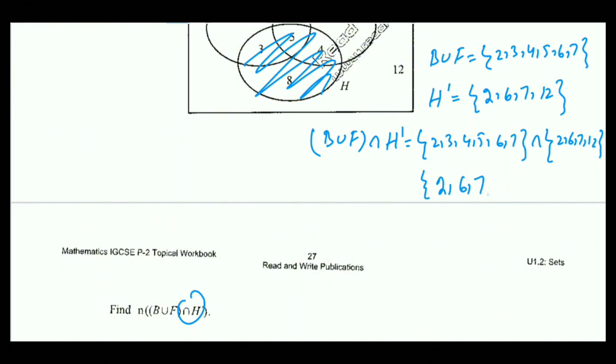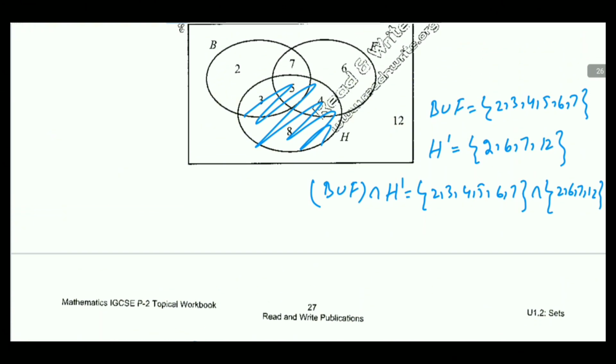2, 6, 7. What you have to do here, as in this question, these are already numbers that are given to you. So to find it, you have to add these numbers. Like you have to add 2, 6 and 7. It will be 2 plus 6 plus 7.